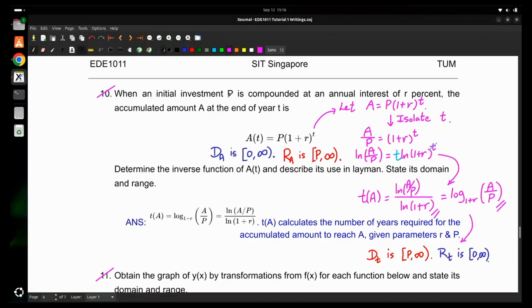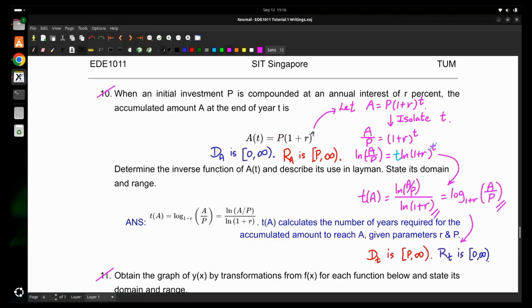So initial investment P, and the annual interest is R. That means you can imagine, after year 1, you must get back your principal plus the interest times the principal. So therefore, after 1 year, you will get P times 1 plus R. Then if you repeat for the second year, the new principal is P times 1 plus R. This is the new principal for year 2. Then you take this new principal and times 1 plus R again. Because obviously you're going to get back your original principal, and then you're going to get back your return R. So it's another multiplication by 1 plus R.